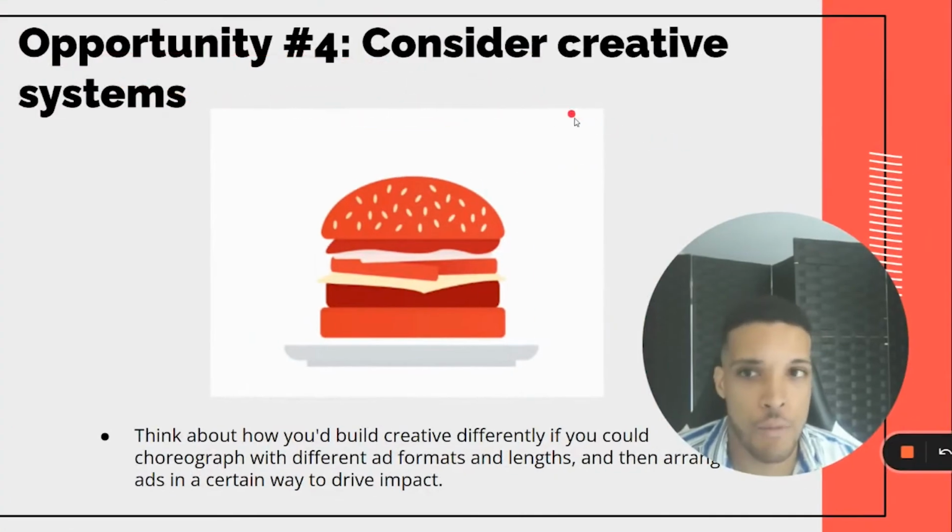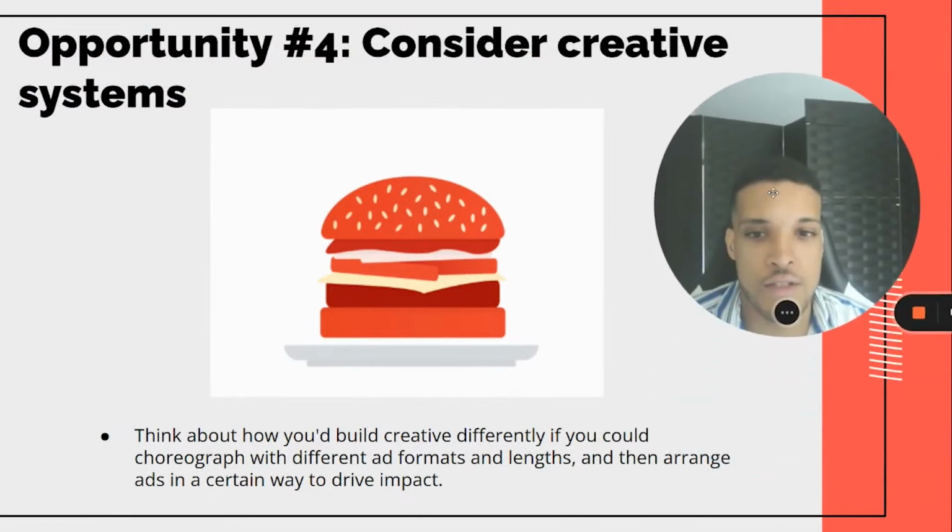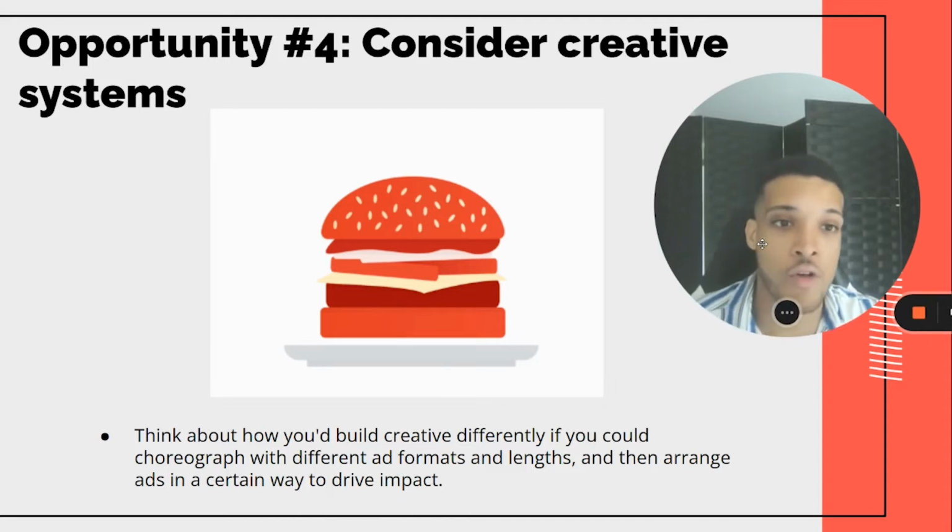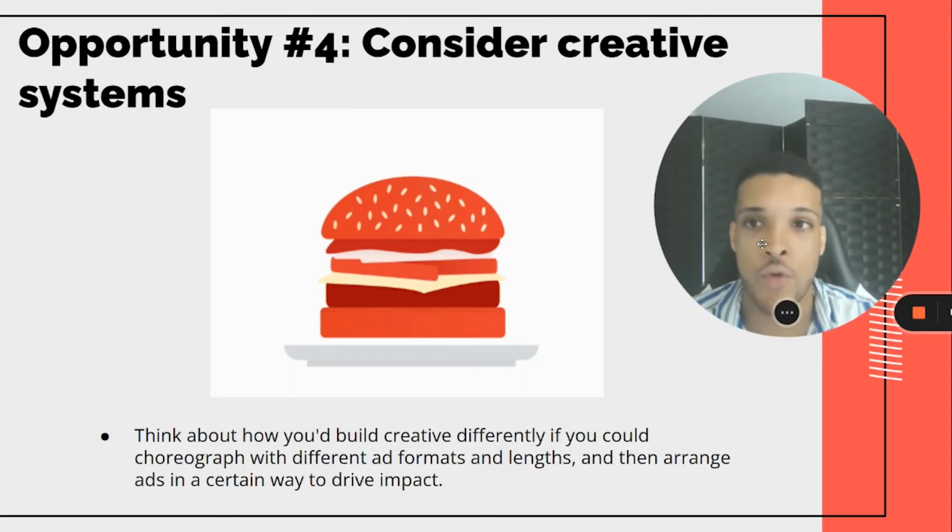Okay, now opportunity number 4. You want to consider having creative systems. You want to think about how you can have scalability with your creative, testing different formats and lengths, and arranging them in different ways so that you can tune them for other audiences, have more engaging hooks, or really have an emerging story. You want to think about that when creating systems in content at scale.